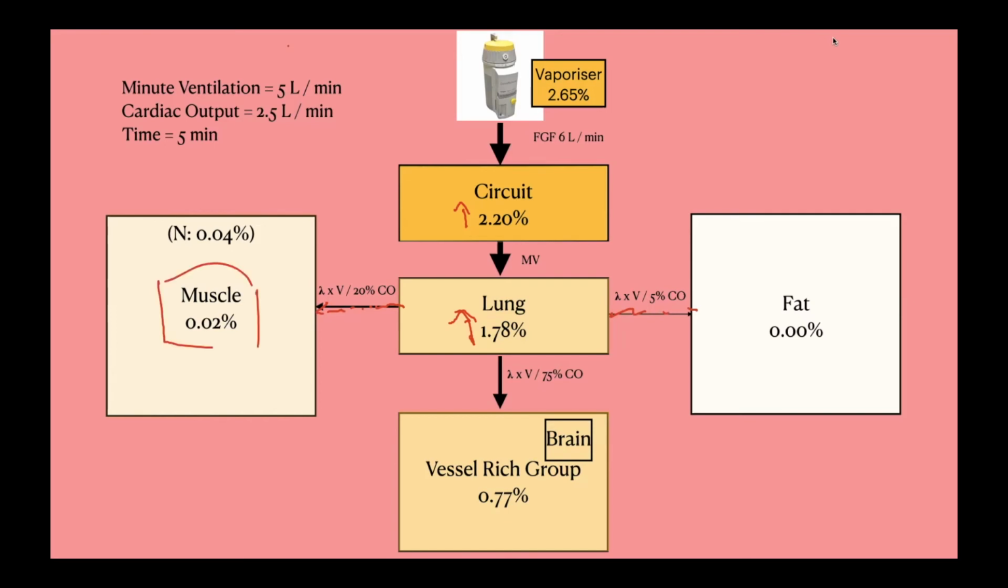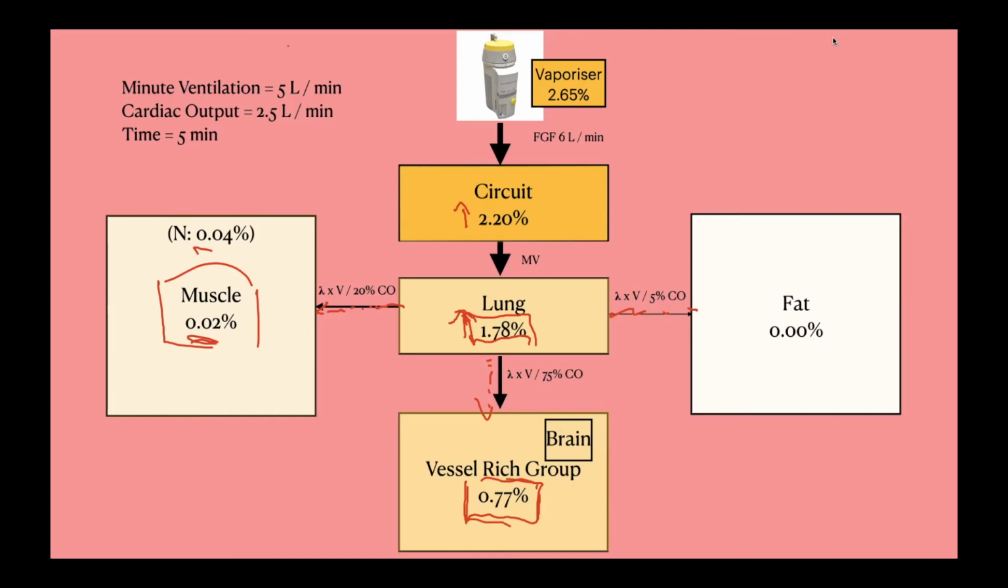And you can see that normal muscle was 0.04%, and it's half that at 0.02. The other thing that I think you'll also note is that the vessel-rich group is actually lower initially. So, in other words, there's actually less distribution to your vessel-rich group and also your brain. So initially, in the first 5 minutes, despite having a higher concentration of volatile in the lung, your vessel-rich group is actually lagging behind.